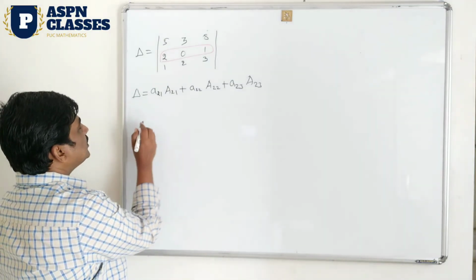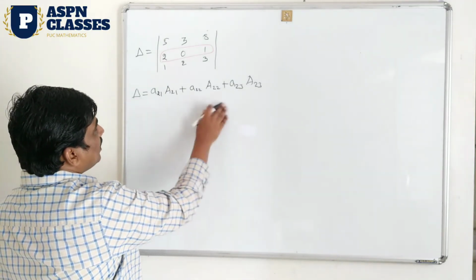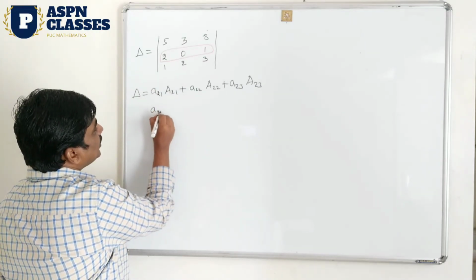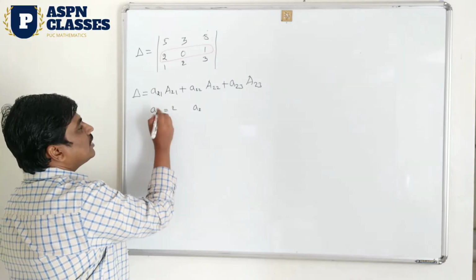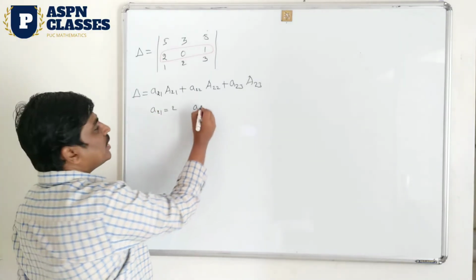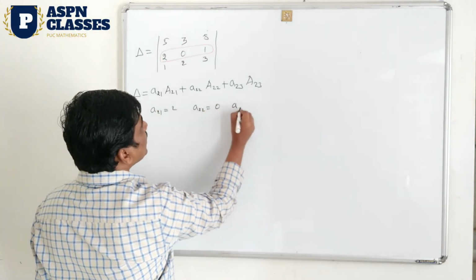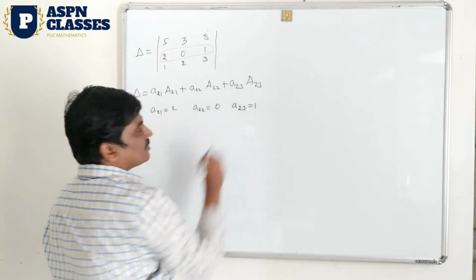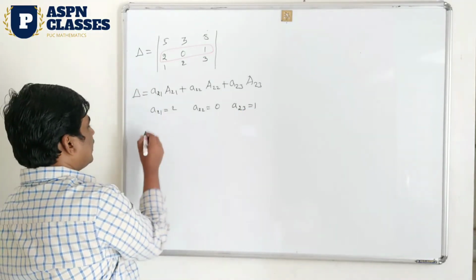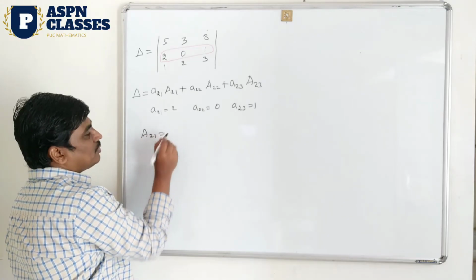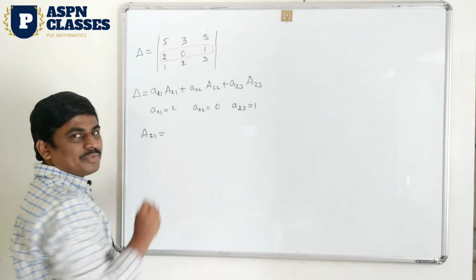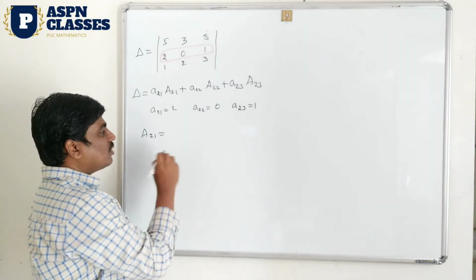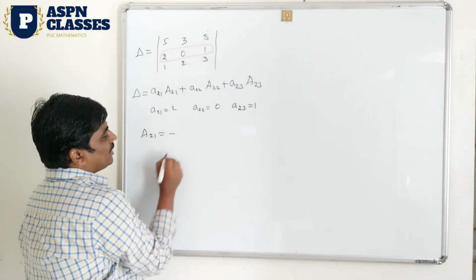Okay, so let's find this first. The elements are already given here. First write them down: A21 is 2, A22 is 0, A23 is 1, correct? Now you have to find the cofactor A21. First write the formula: 2 plus 1 is 3. Is 3 an even number or odd number? Odd number, so write a minus sign.